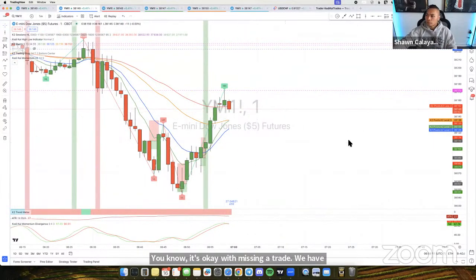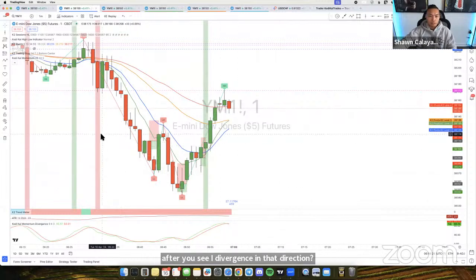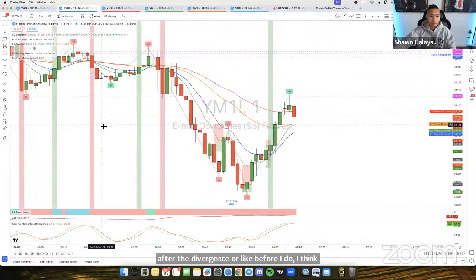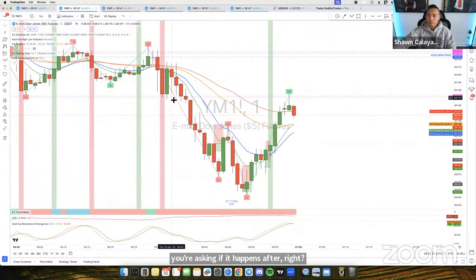See, question from Doomdoos asking, have you noticed if there is a high percentage of pivot scalps that hit after you see a divergence in that direction? So are you saying like the momentum comes after the divergence or before it, Madhu? I think you're asking if it happens after, right? So like price has already diverged and then you see the momentum.